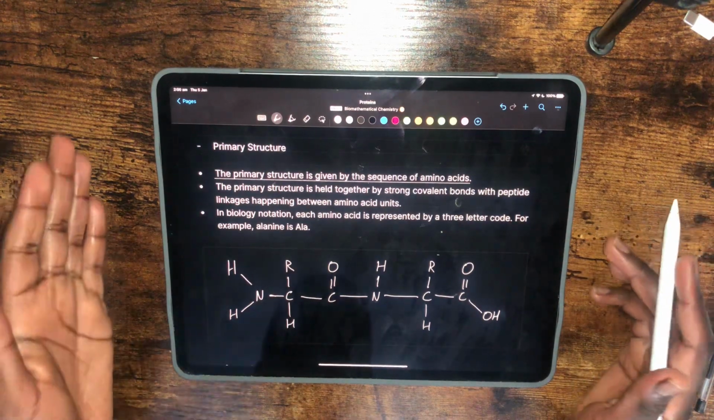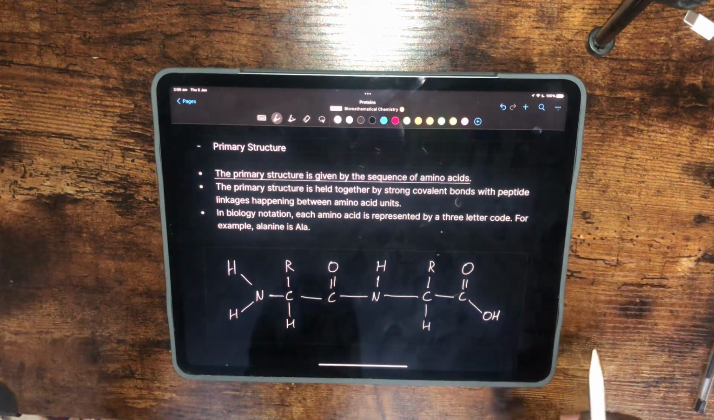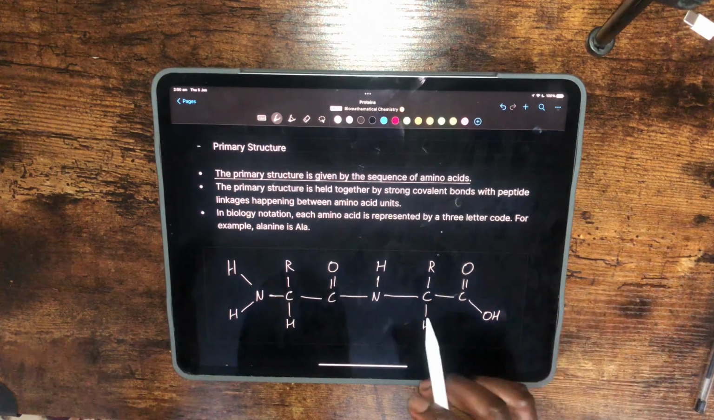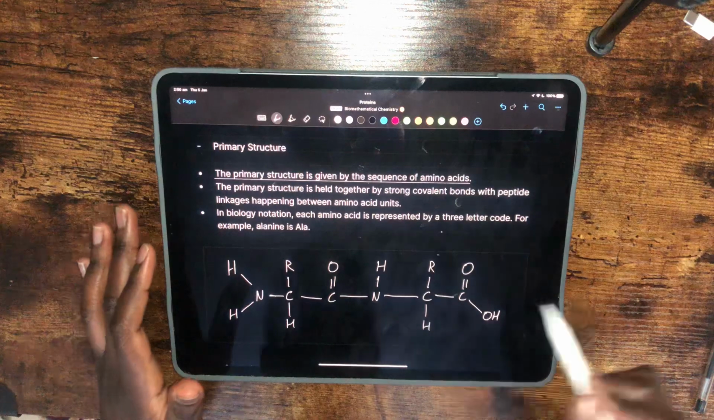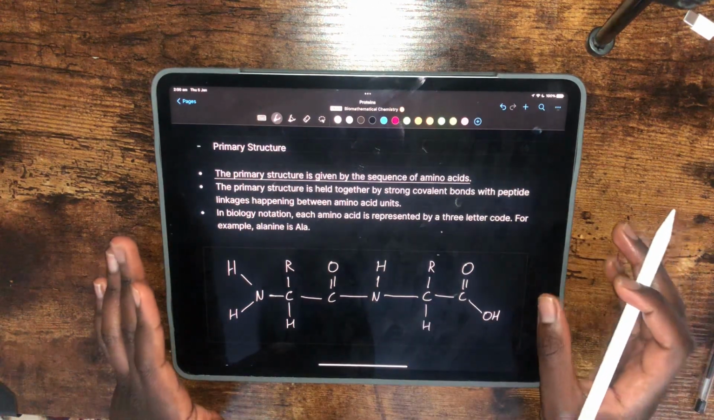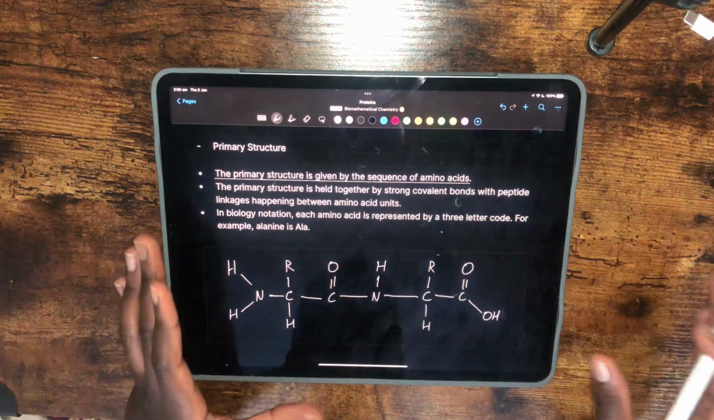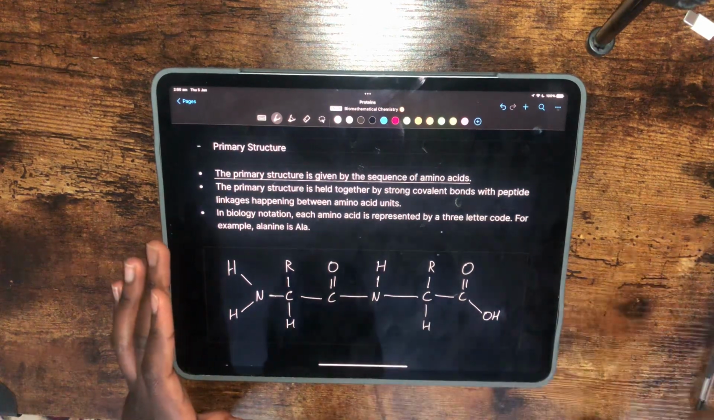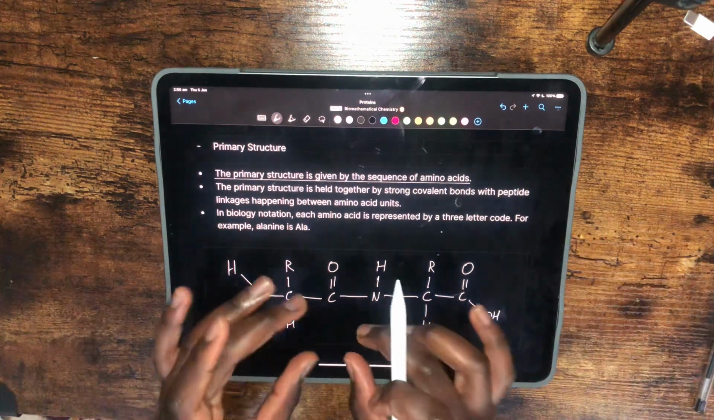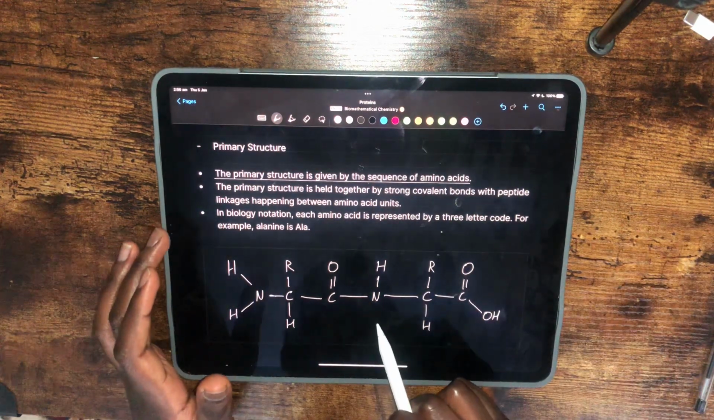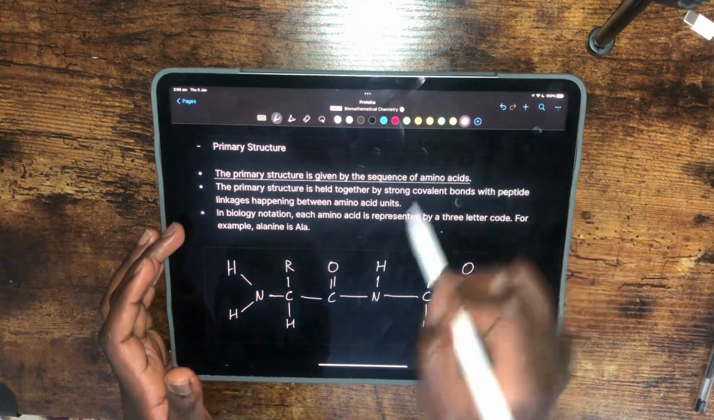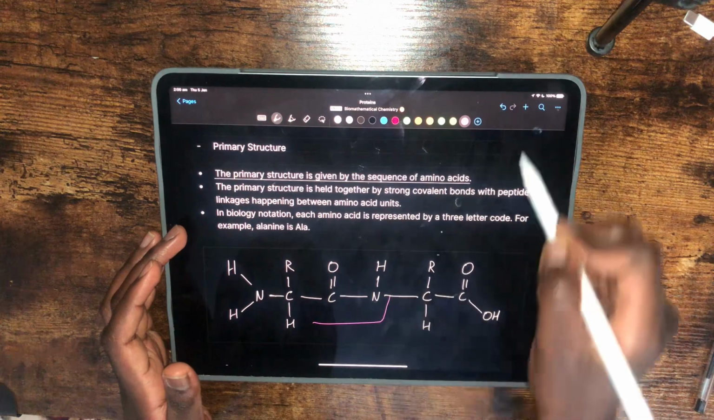Yeah, but the primary structure is just the simple sequence of amino acids. This here is an example of a dipeptide, but if we made this into a repeating unit of amino acids, obviously the R groups would be different for different amino acids. But as it is right now, let me just highlight this part here. If we're talking about only this, I don't like using this.